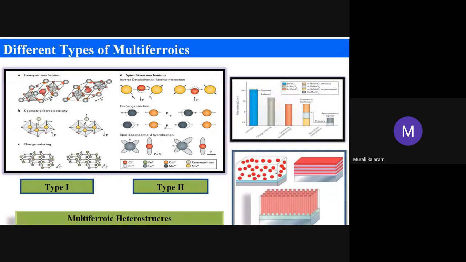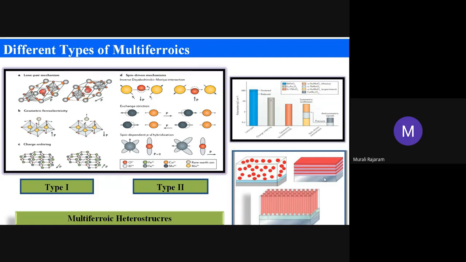0-3 structures, where you are taking two components, and one component will be in the 0 dimension, and the other component will be in the 3 dimension. This is called the 0-3 combination. This is called 2-2 type of heterostructures, where superlattices, thin films of different layers can be grown.